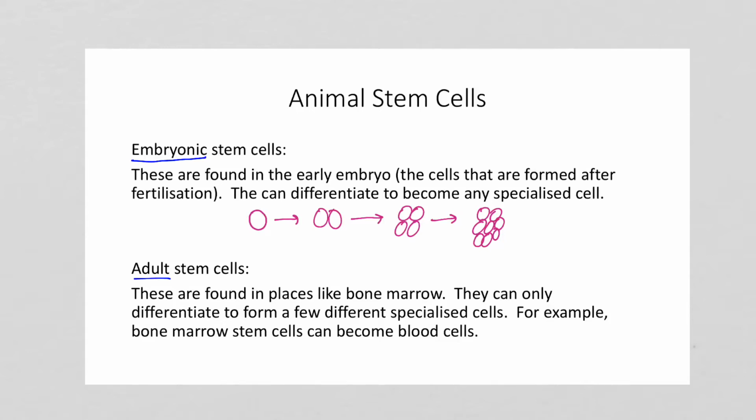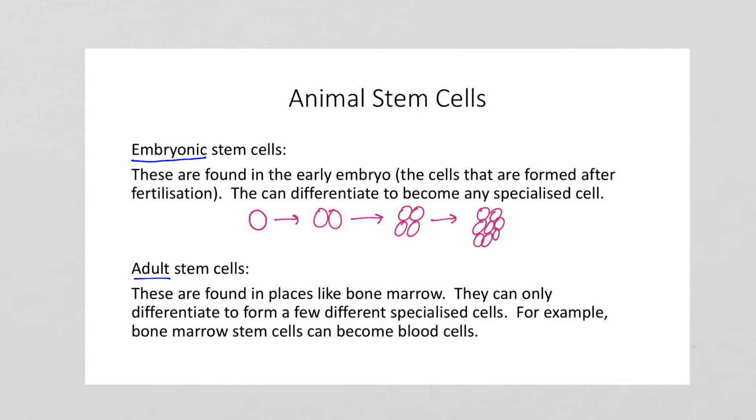Some animals keep embryonic stem cells with them for their entire lives. Unfortunately, humans don't do that. So after the very early embryo, we don't have any more embryonic stem cells. A baby does not have any embryonic stem cells.